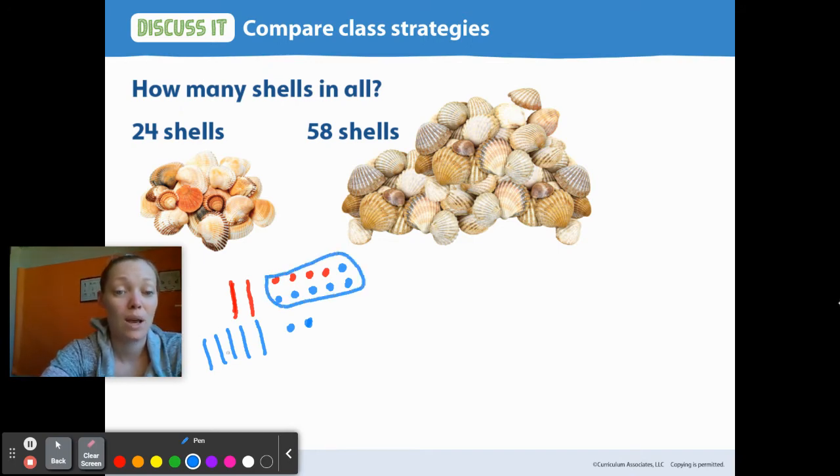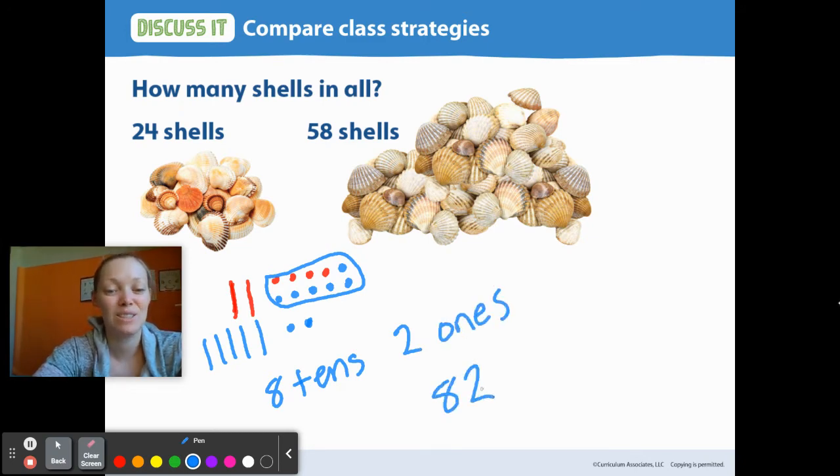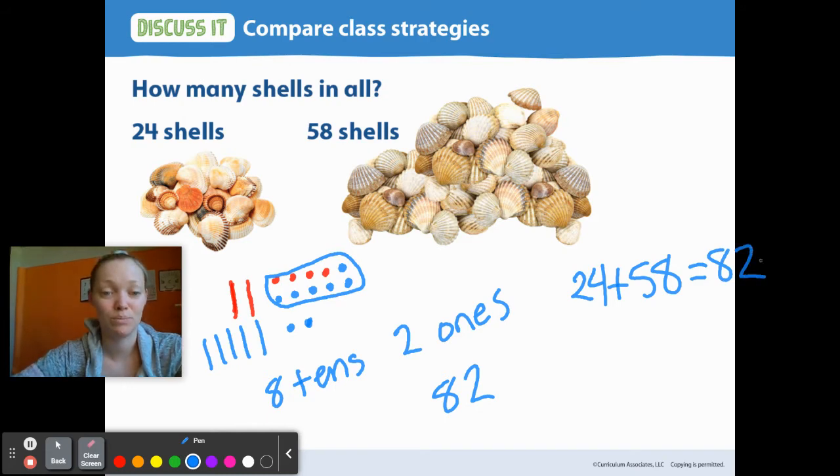Okay. So now I'm just going to count my 10s. 1, 2, 3, 4, 5, 6, 7, 8. I have 8 groups of 10. 8 10s, and then I have 2 extra ones. That makes 82. So 24 plus 58 equals 82.